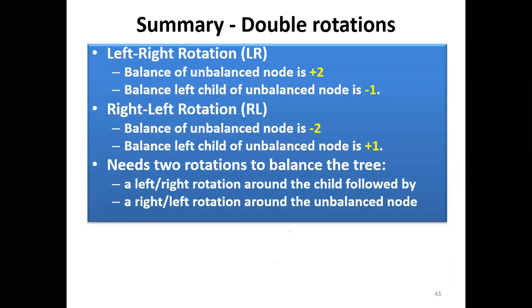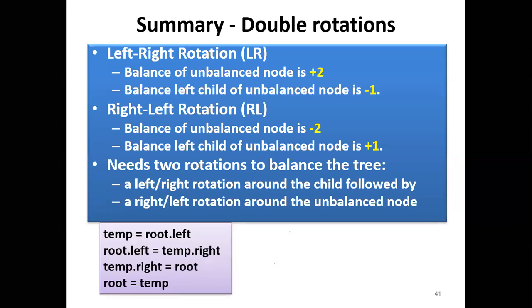Now let's continue. So in summary, we have the left-right rotation and the right-left rotation. For the left-right rotation, the balance factor of the unbalanced node is +2, and the balance factor for the child of the unbalanced node is -1. Similarly, the balance factor of the unbalanced node for the right-left rotation is -2, and that of the child is +1. So these are the kind of operations we're going to perform in each of them. And this is an algorithm to represent them.